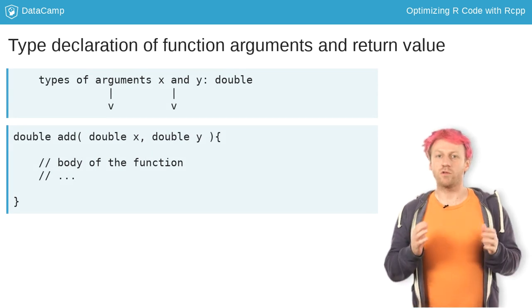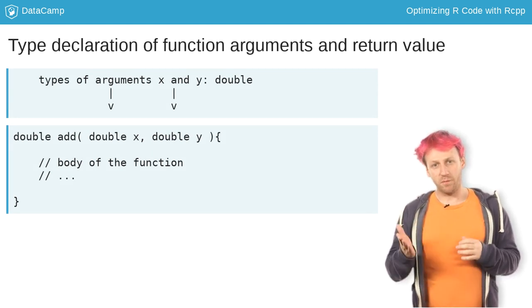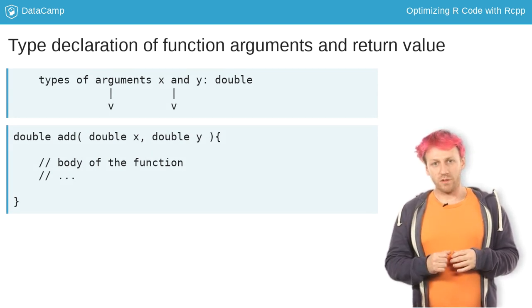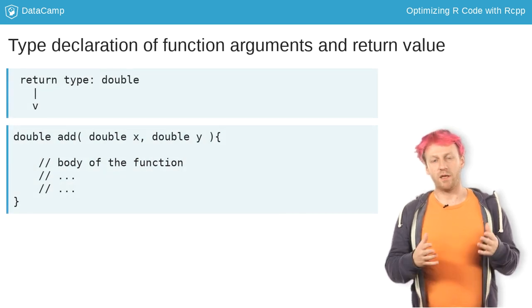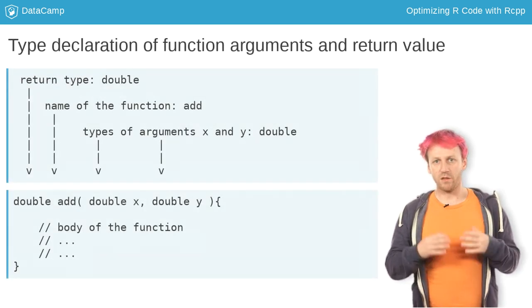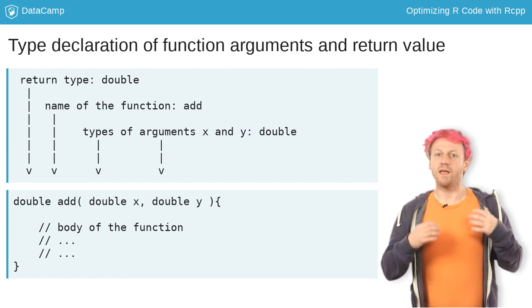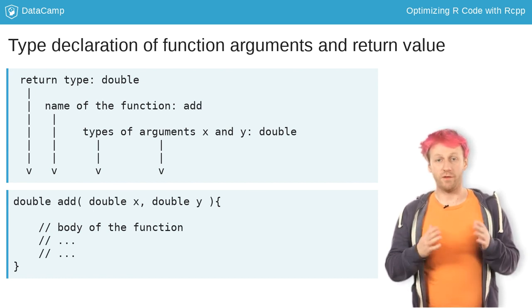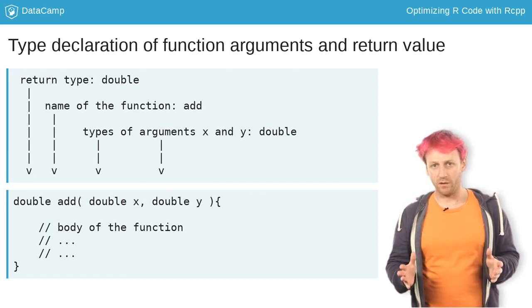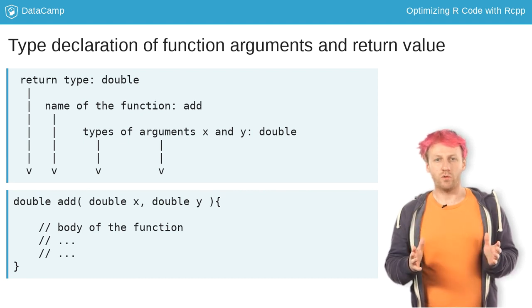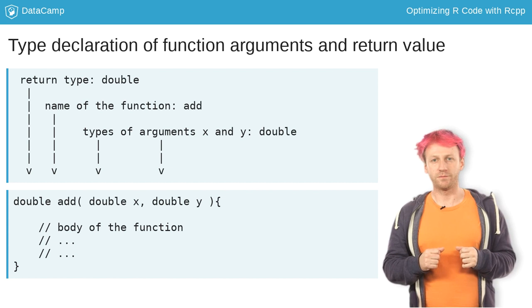Consequently, it also means that functions must declare the type of each of their arguments and the type of the object they return. Thus, writing C++ code is more work, but having that information allows the compiler to optimize the code, and it's one of the reasons C++ is much faster than R.